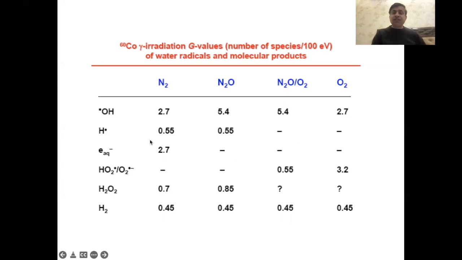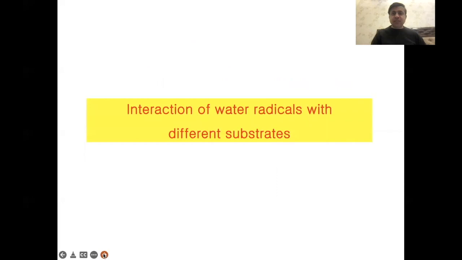Because of this factor, these two radicals, hydroxyl radical and superoxide radical, are the ones which cause maximum damage to the biomolecules. So, this is the typical experiment. This paper suggests that it has caused damage. That is how these radicals interact with different substrates. Now, I think we can take a little break, and then in the second session of this lecture, we will first understand how these radicals interact with different substrates, and then we will move toward DNA damage. Okay.